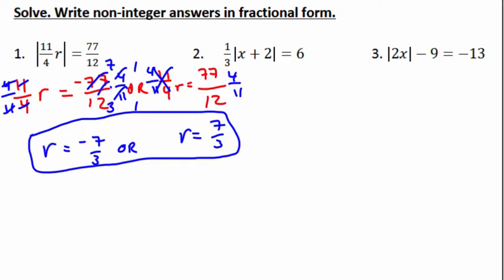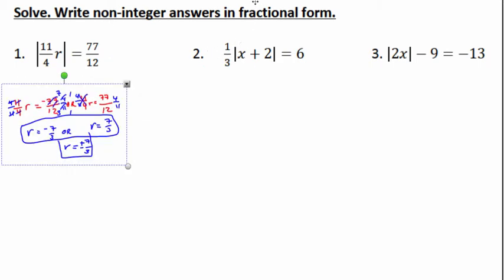So the first one, the answer is r equals negative 7 over 3 or r equals positive 7 over 3. If you're feeling tricky and frisky, you can put it all in one. R equals plus or minus 7/3. That's okay too, because it's plus or minus, so the or's in there and we're good with that. All right? That was number 1. Let's go to number 2.